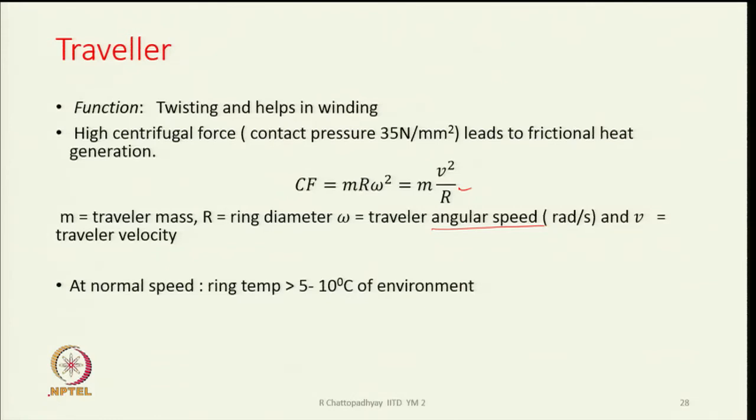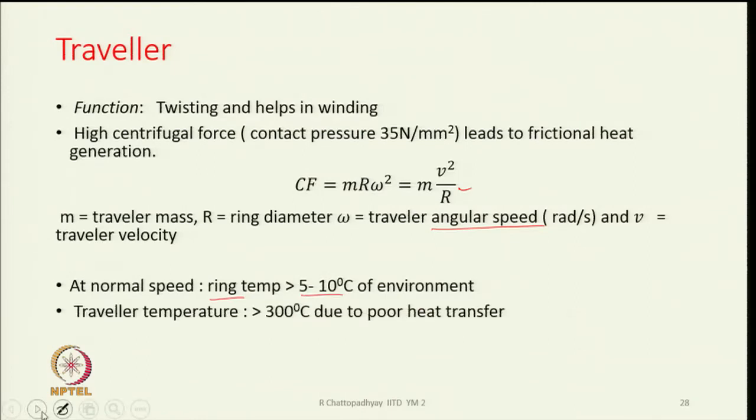At normal speed, the ring temperature is greater than the environment by 5 to 10 degrees centigrade, while the traveler temperature can go beyond 300 degrees centigrade due to poor heat transfer. That is what is possible. So, the traveler temperature could be much higher than the ring temperature.